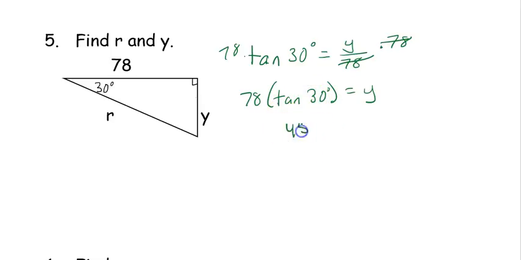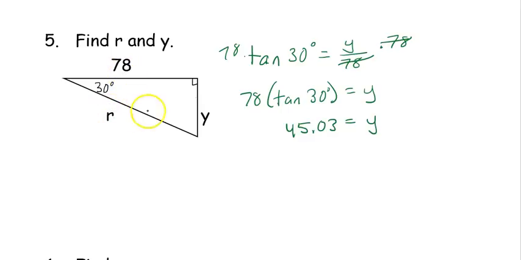So we have 45.03 if you typed it in your calculator and got a decimal. And so that is your y. Now we're going to get the r. I'm not going to use the y just in case I made a mistake. I'm going to go back to the 78 because I know that side for sure. So that's my adjacent side, and since I'm trying to find r, that's my hypotenuse.